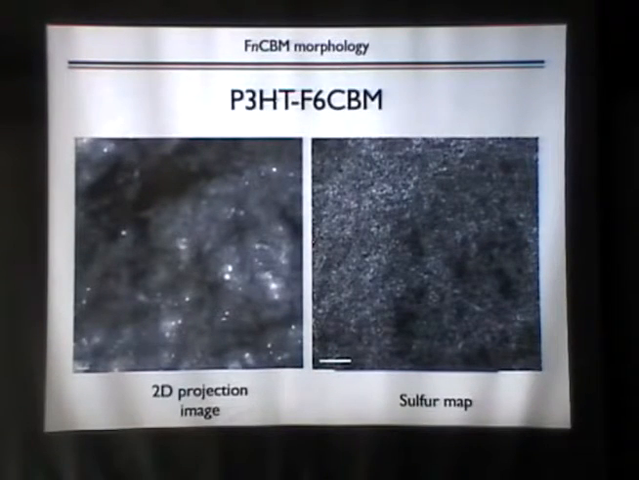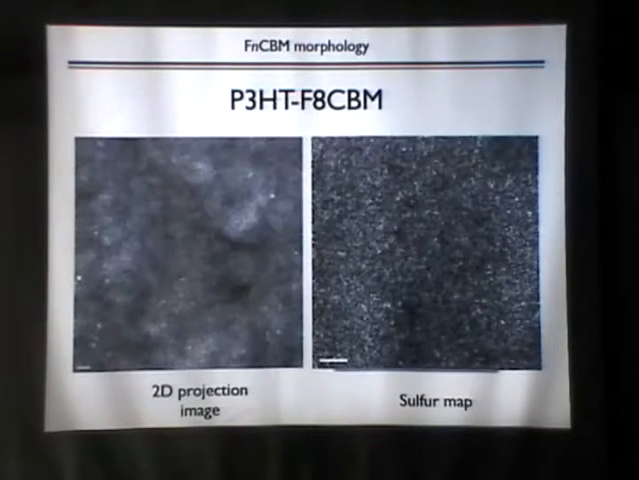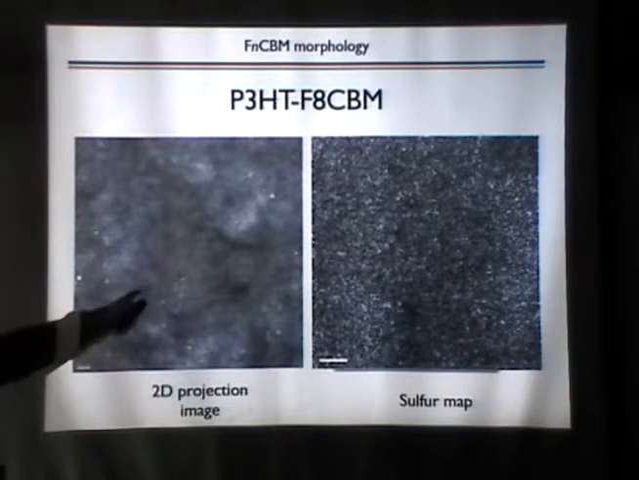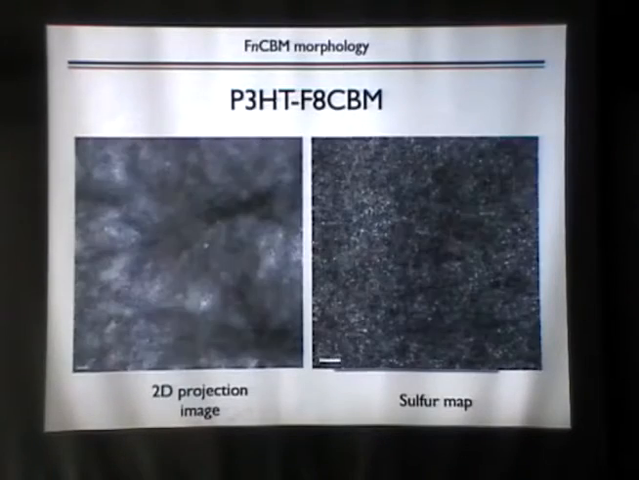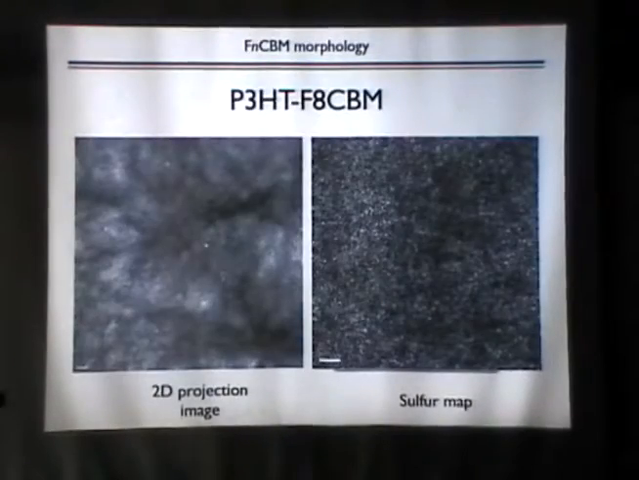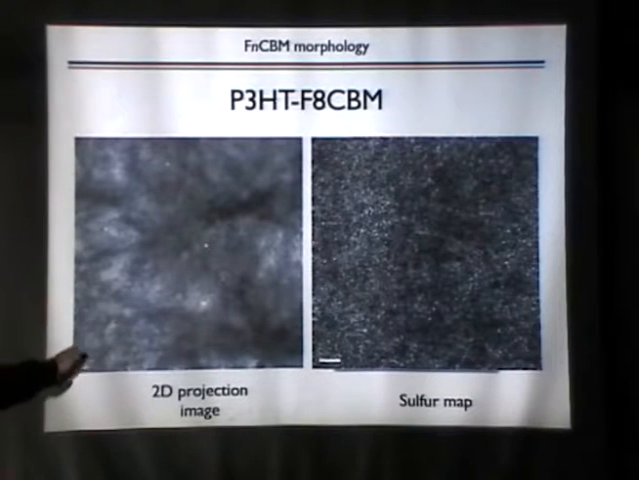So apparently this FCBM with the longer side chains is disturbing the ordering of the polymer. Same for the F8. If you look carefully, there's some hint of the nanofibers here, but they're generally disturbed. And the same thing for the, well, that should be F10. This should be F10, yeah. So they all disturb the nanofibers.